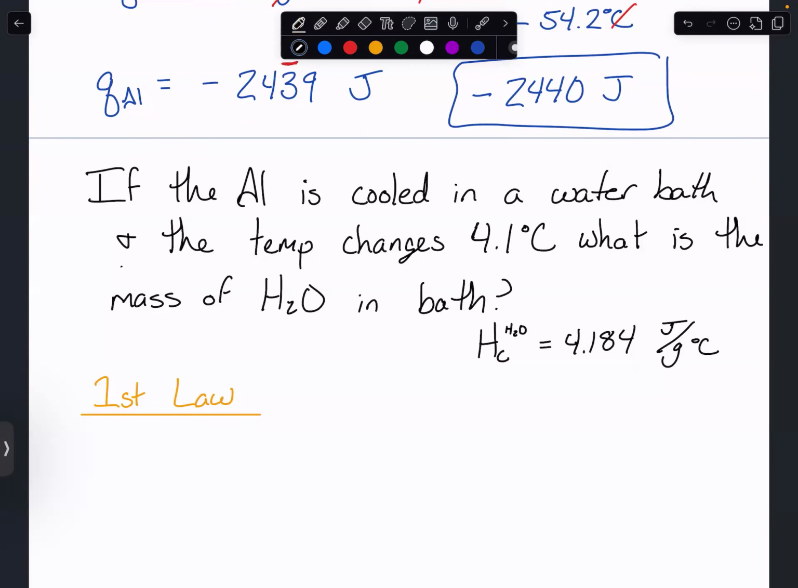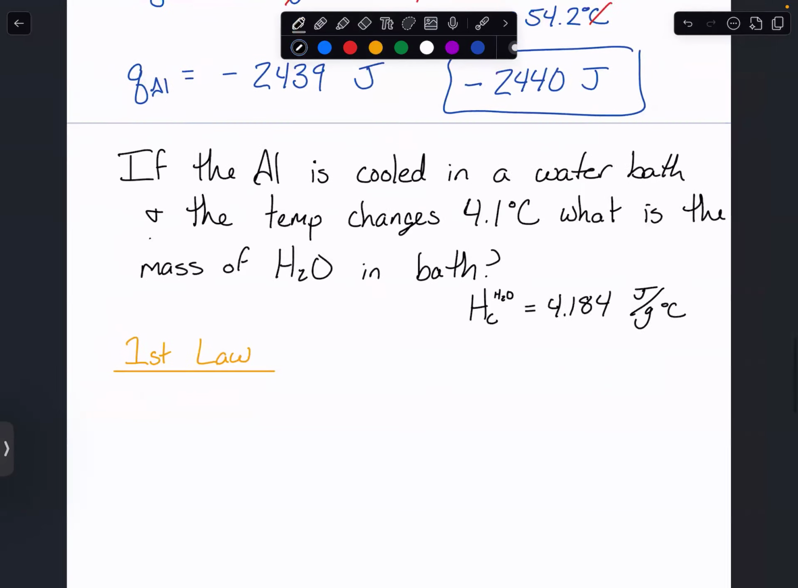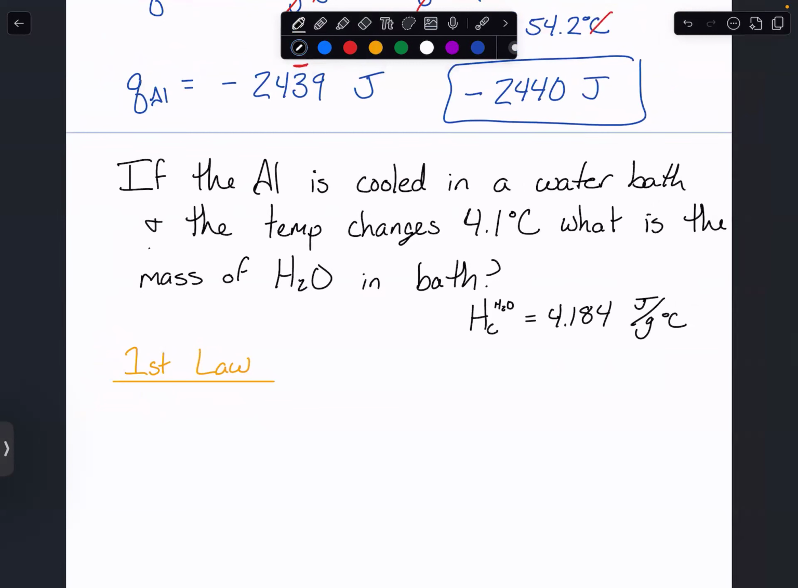All right, so importantly, this problem would have relied on the first law of thermodynamics, which says that energy cannot be lost or created, it can only be transferred, right? So we can summarize that as the amount of heat that is lost plus the amount of heat that is gained equals 0.